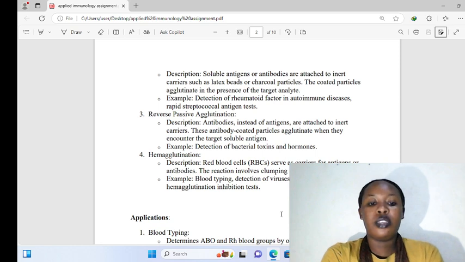The third one is reverse agglutination. In this, antibodies, instead of antigens, are attached to inert carriers. These antibody-coated particles agglutinate when they encounter the target soluble antigens. Reverse agglutination is used in detection of bacterial toxins and hormones.